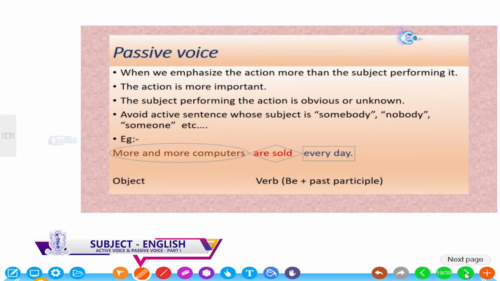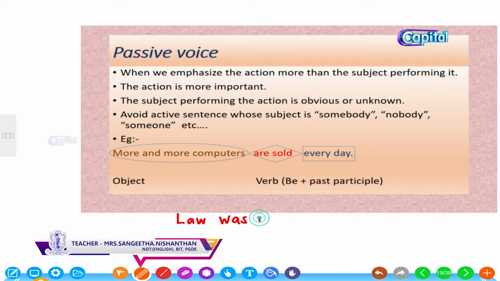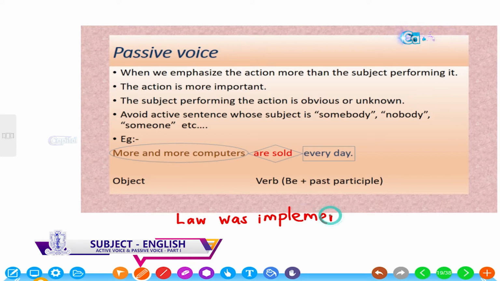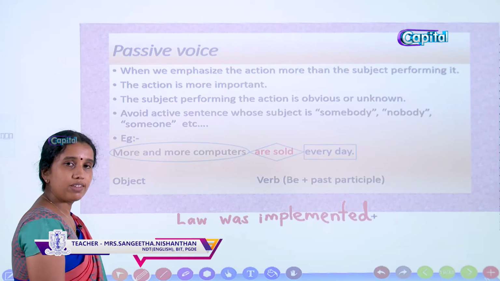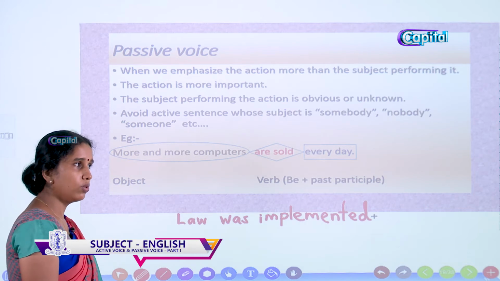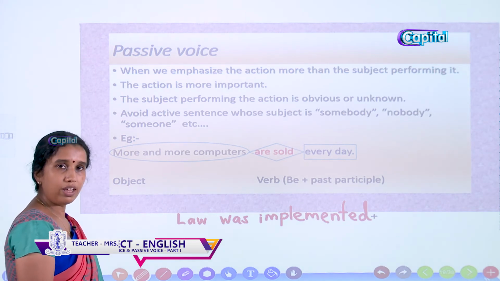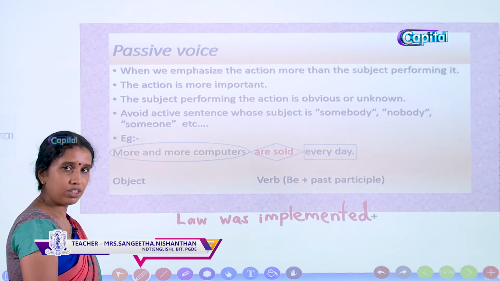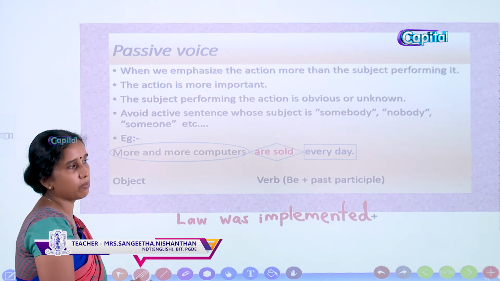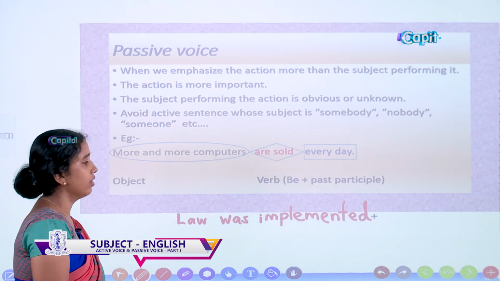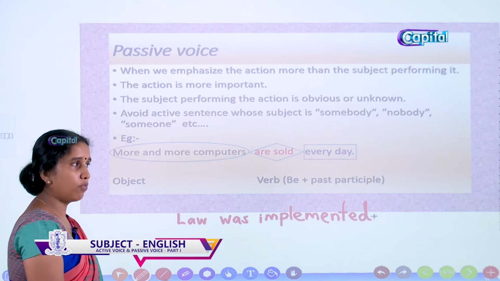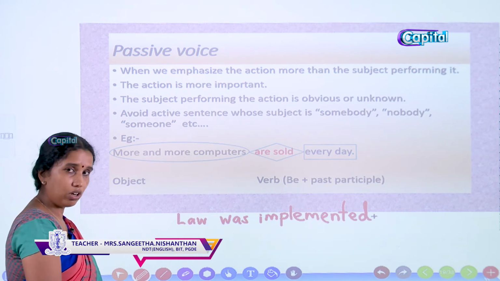For example, the law was implemented. It is in passive voice. Who? Everybody knows the government implements the law. So, there is no need to mention the subject here, but the action performed is important for us. What happened? The law was implemented. So, the performed action is given importance here, but not the subject.